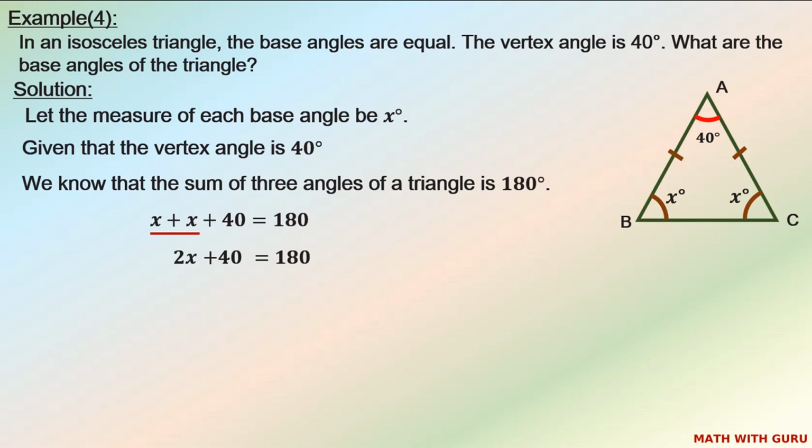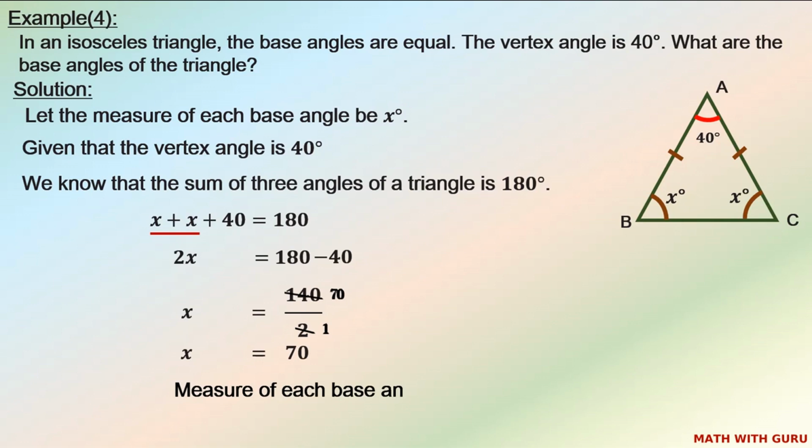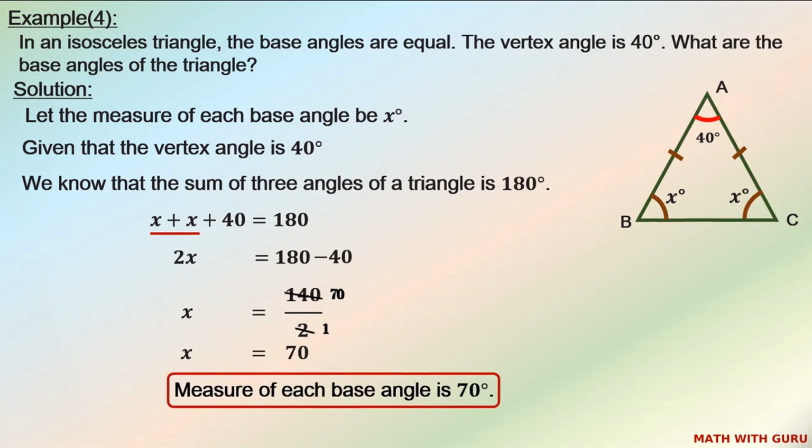Transpose 40 to the right hand side. It becomes negative. 2x equals 140. x equals 140 divided by 2. 2 ones are 2, then in the numerator 2 sevens are 14, followed by a 0. 70. x equals 70. Therefore, measure of each base angle is 70 degrees.